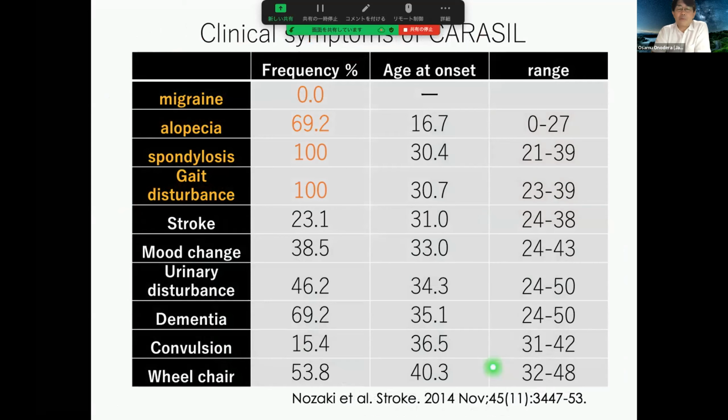This is the clinical frequency of the CARASILs. One big difference from CARASIL is that the frequency of migraine is very low in patients with CARASILs. And the frequency of alopecia is not 100%, and therefore, without alopecia, we cannot rule out the possibility of CARASIL. Spondylosis and gait disturbance are frequently observed in patients with CARASIL, and the stroke episode is a little bit lower than in CARASIL.